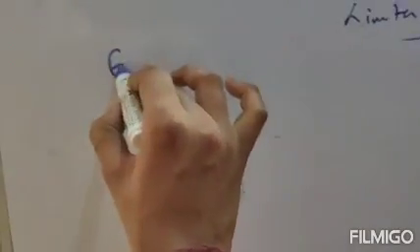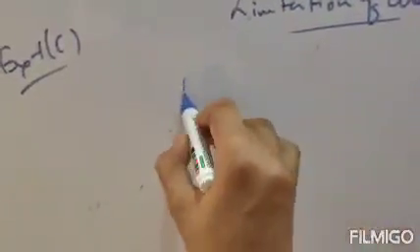Next question is from your exercise 1C, page number 19, question number 3. Just read the question. Sodium chloride reacts with silver nitrate to produce silver chloride and sodium nitrate.